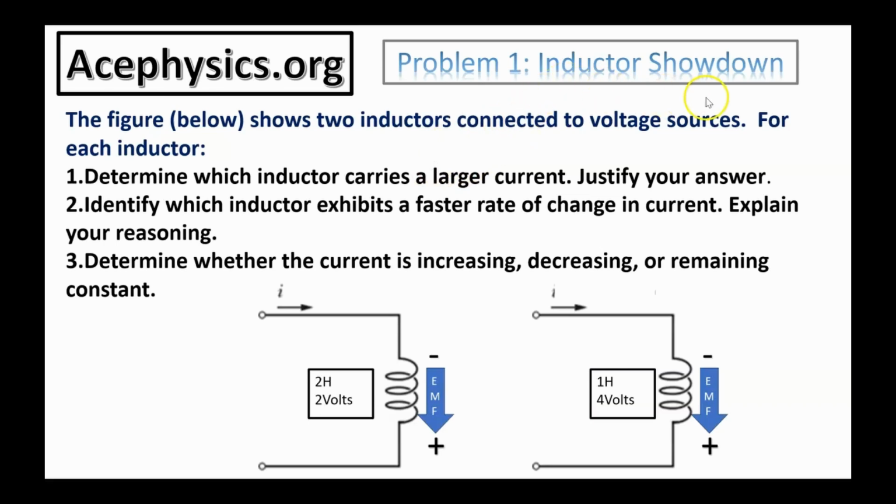Problem 1, titled Inductor Showdown. The figure below shows 2 inductors connected to voltage sources. 1. Determine which inductor carries a larger current. 2. Identify which inductor exhibits a faster rate of change of current. 3. Determine whether the current is increasing, decreasing, or remains constant.